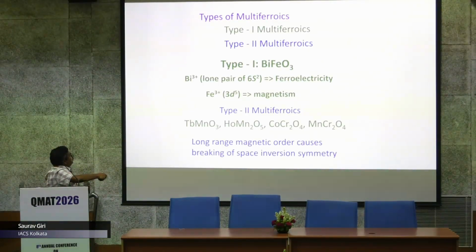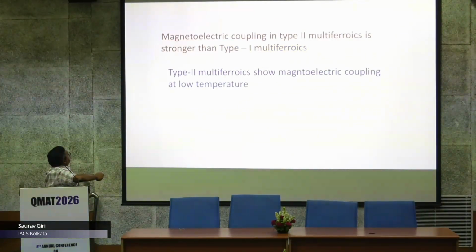But this can be solved for type 2 multiferroics. These are the classical examples where the long range magnetic order itself can break the space inversion symmetry, and thus ferroelectricity emerges. So in these cases, the coupling between these two is very strong. But the problem is that the magnetoelectric coupling for type 2 multiferroics is much stronger than type 1, but it has been observed only at very low temperature. That is the problem with this.